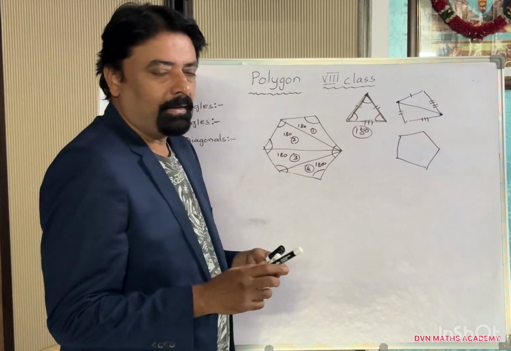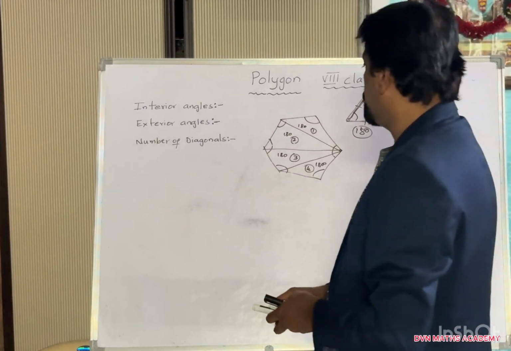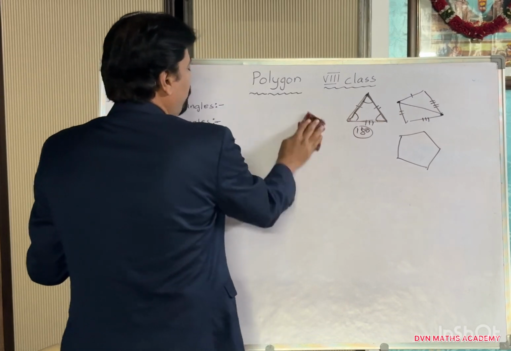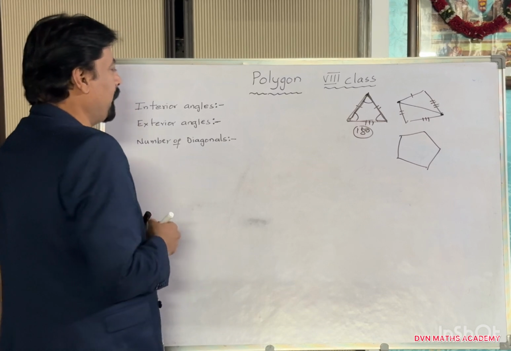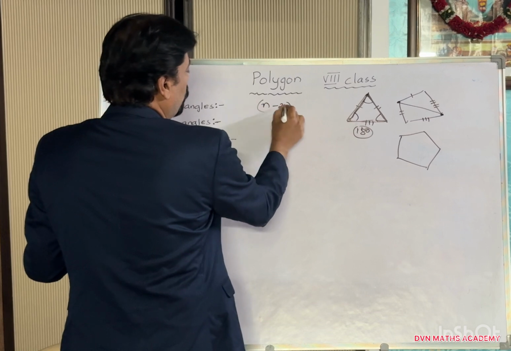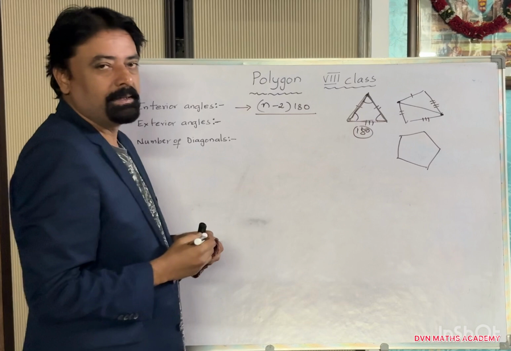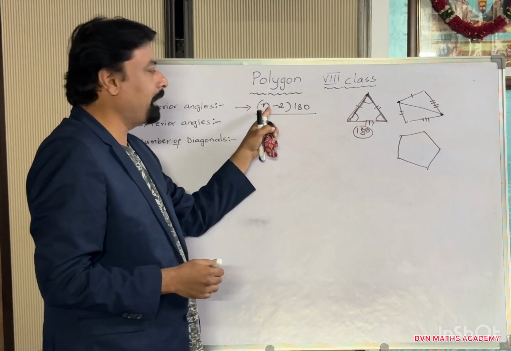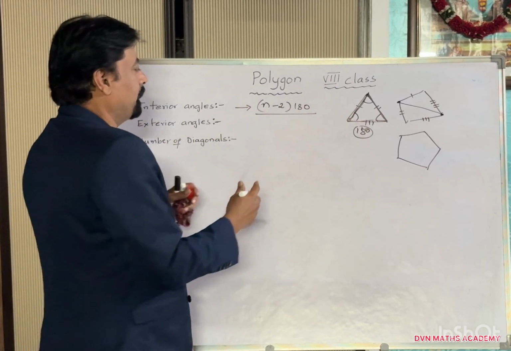But that is not the proper way to find the sum of interior angles of a polygon. So today we need to learn how to find it. For the sum of interior angles of a polygon, there is a direct formula: (n minus 2) into 180 degrees. This is the formula to find the sum of interior angles of a polygon. Here n indicates the number of sides of that particular polygon. For example, if you take a triangle, there are 3 sides.